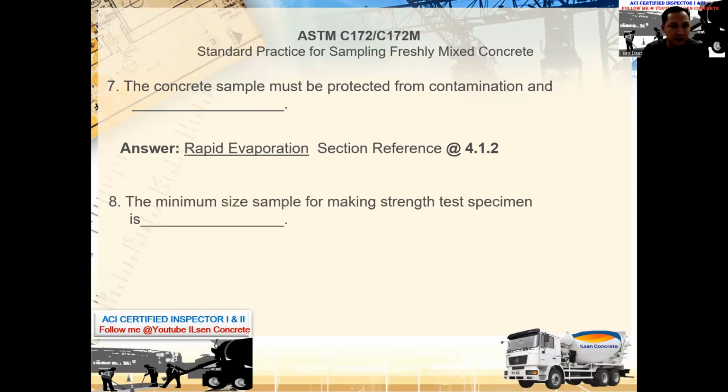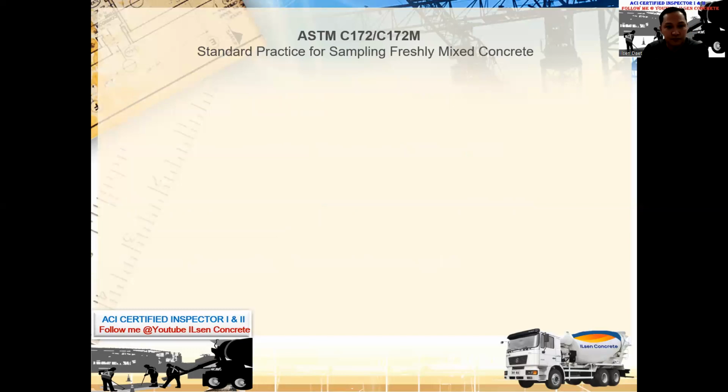Next, the minimum size of sample for making strength test specimens. So how much is the minimum size of sample? How many grams, kilos, or liters for the strength test specimen? The answer is 28 liters, or 1 cubic foot. Section reference 5.1, so you can find the answer at 5.1. You can check that one.